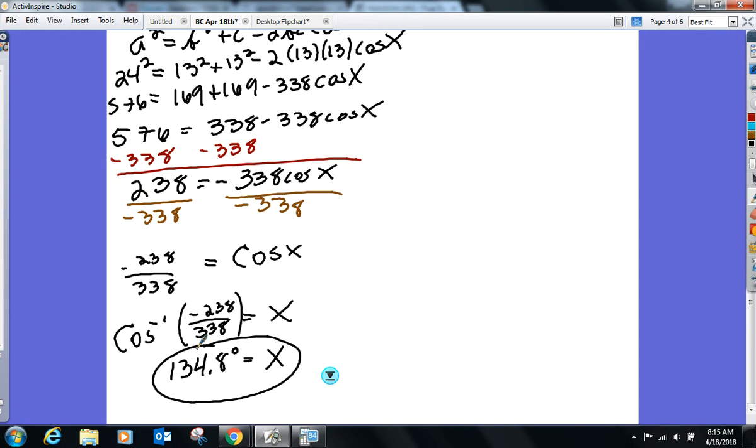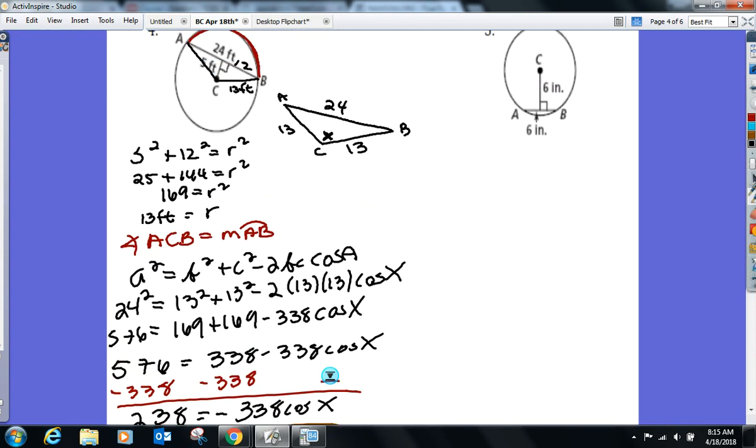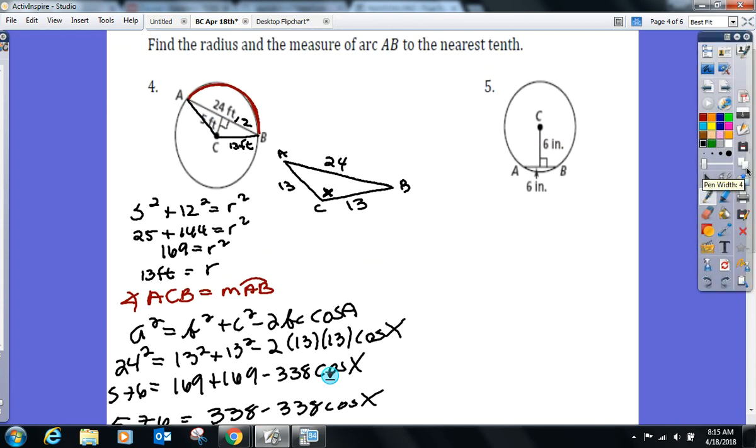Any issues? Yes, Skylar. How did I know A was what? Because in law of cosines, the A value in A squared is always the side across from the angle you're working with in the problem. I was trying to find angle C, so I looked across from angle C, and that was the side across. B and C are the other two sides in law of cosines. Okay. Other questions?